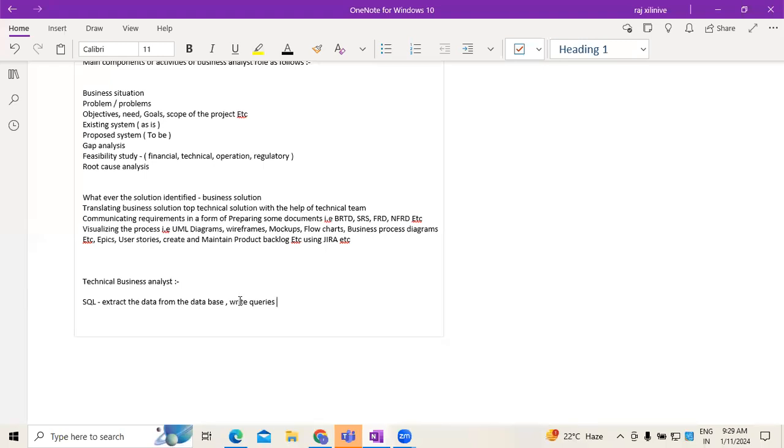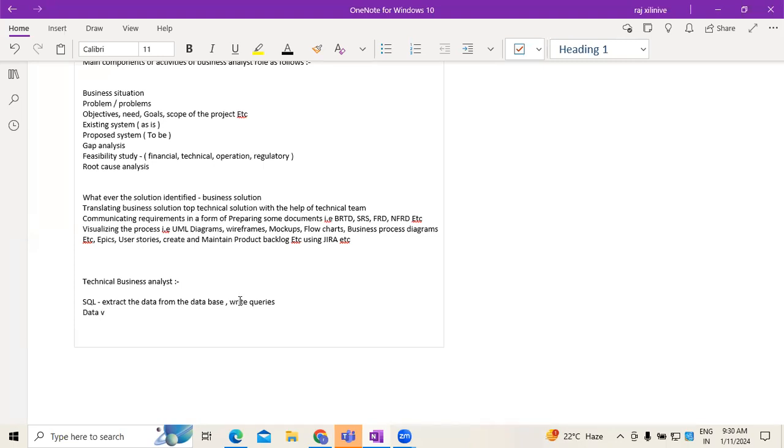Point number one. I don't prefer you to learn the complete SQL part. That's not essentially required. So the basics and elements of SQL: what are the commands we have, how to write queries, insert, update, delete, edit. Queries and all of that is something we have to learn. This is point number one.